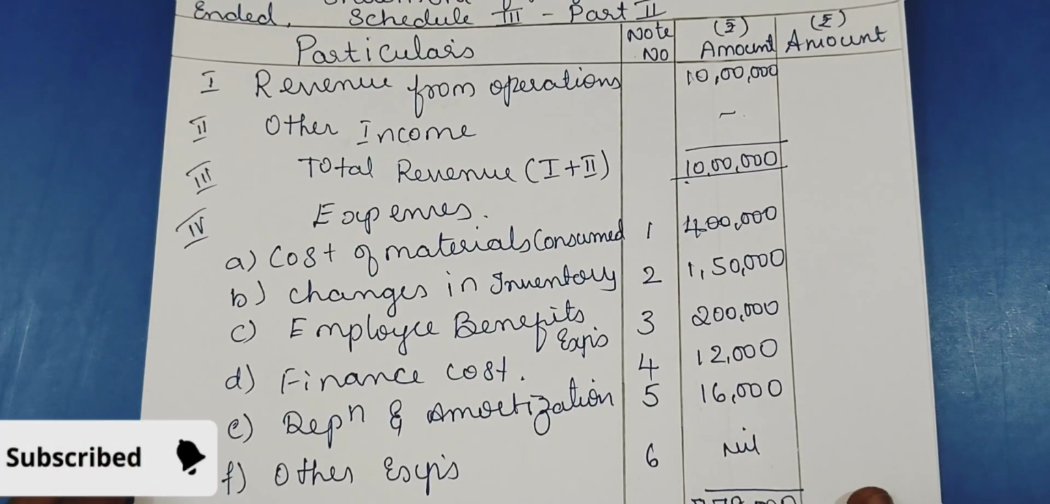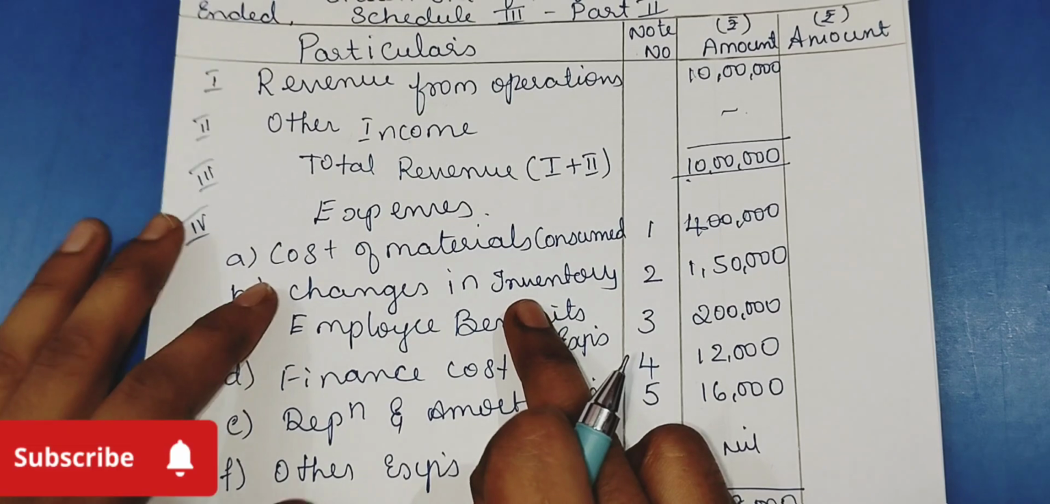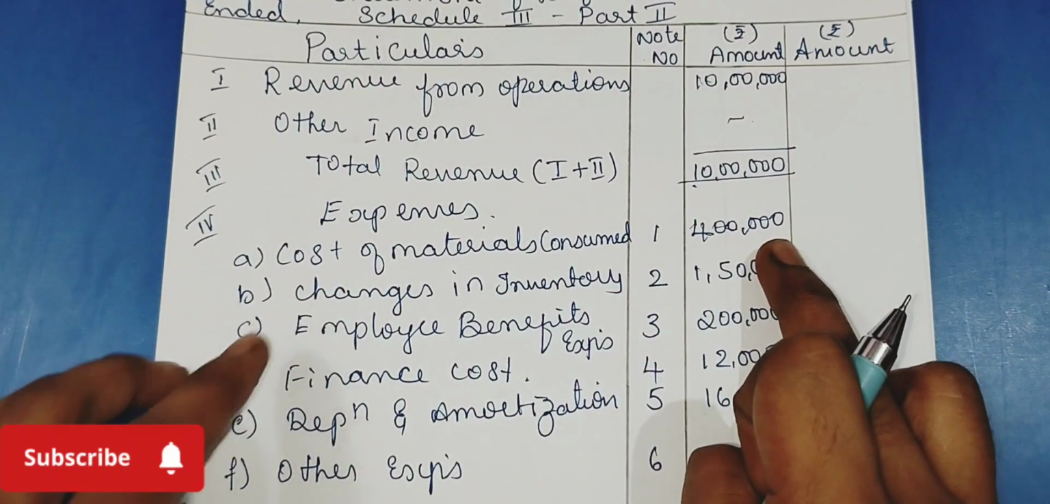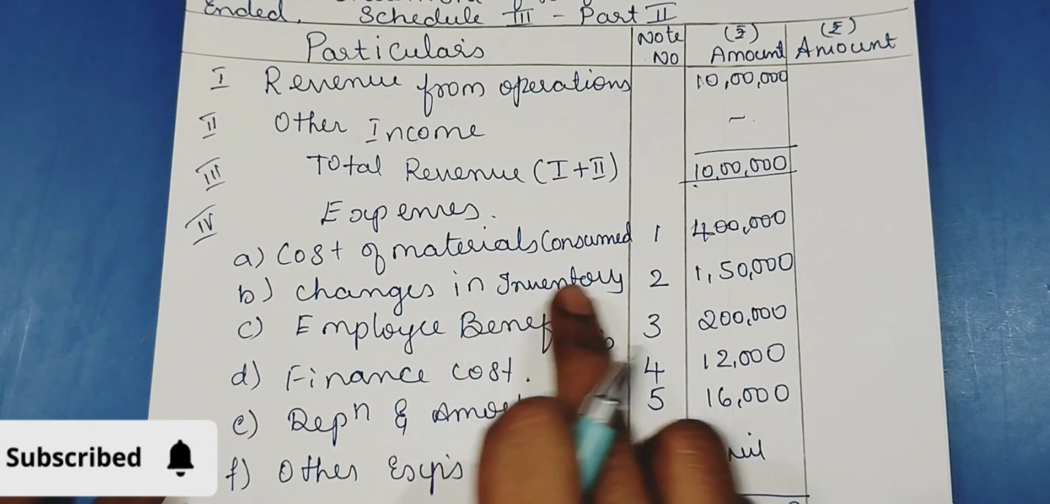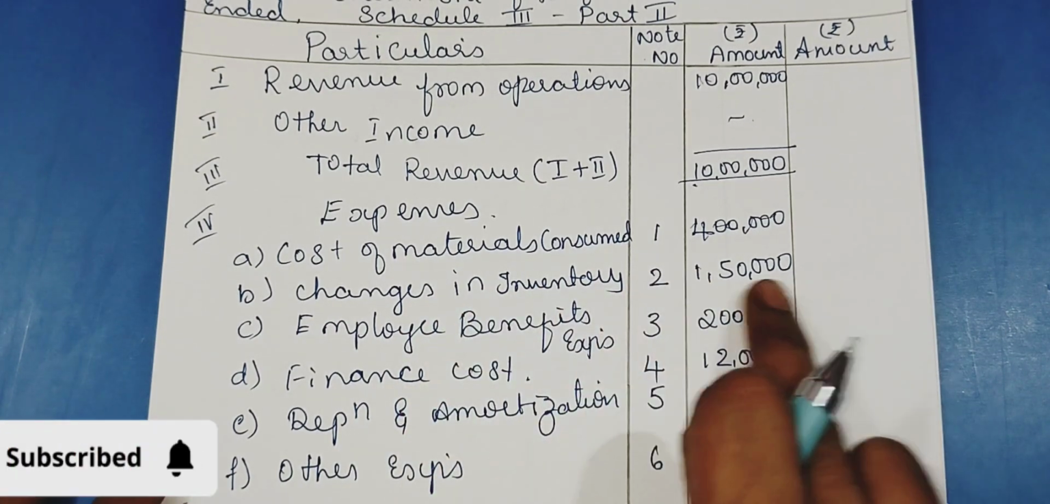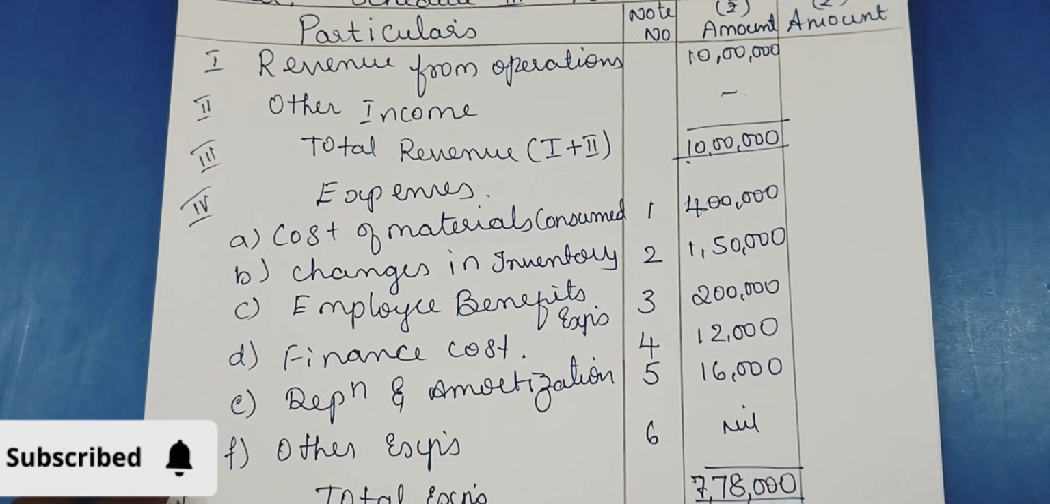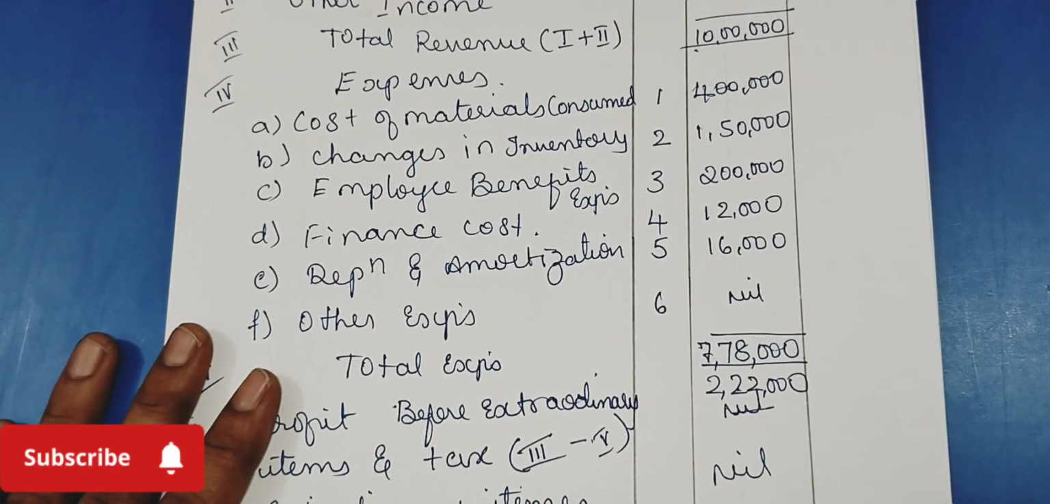Don't learn by heart, understand. So here what we have done, the COGS completely we have shown separately. The purchases we have shown, then the opening minus closing stock, that also we have shown over here, right? So understand this.